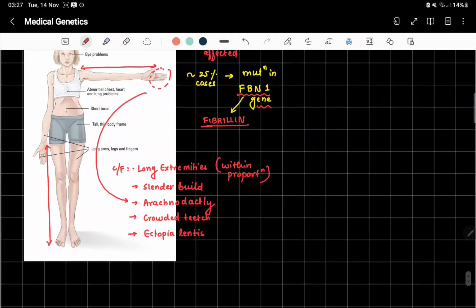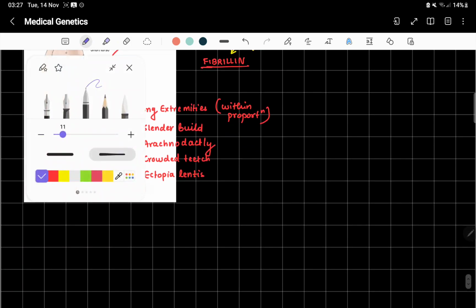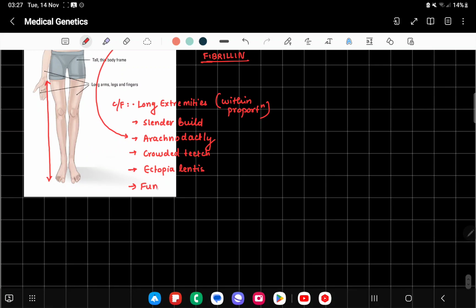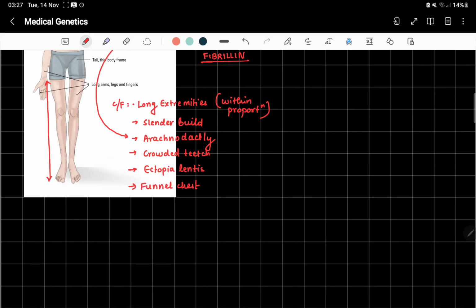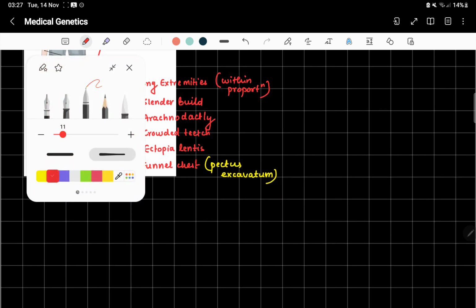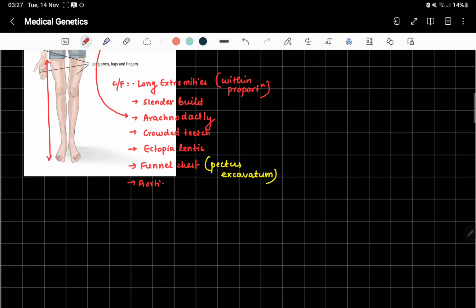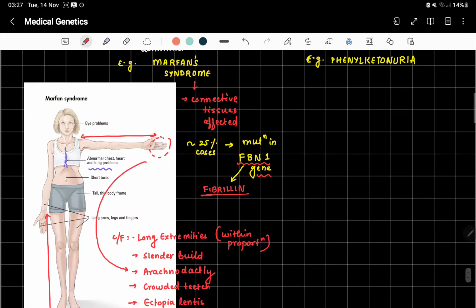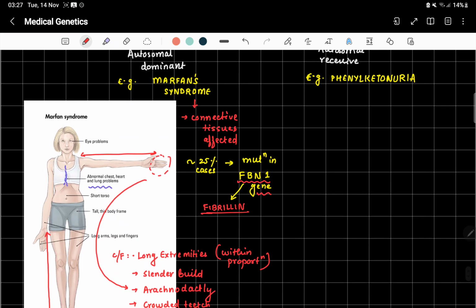Another very important feature is the funnel shaped chest. The chest is compressed anteroposteriorly, so you have a funnel chest, which is also called pectus excavatum. And you have aortic dilatation also. Understood?